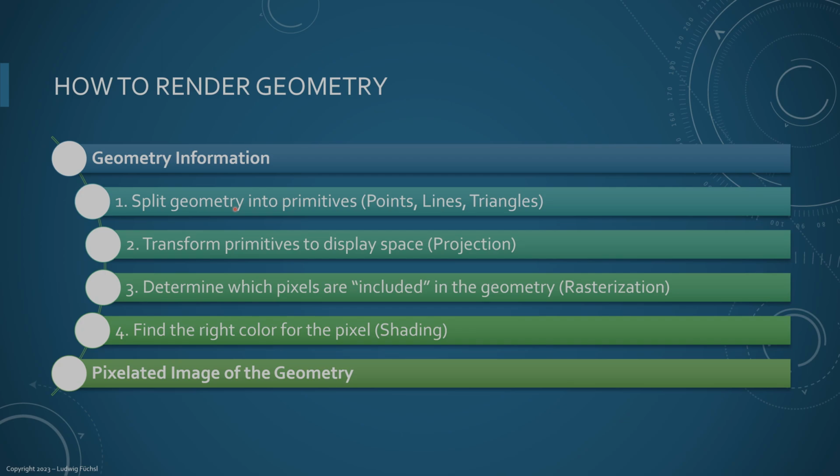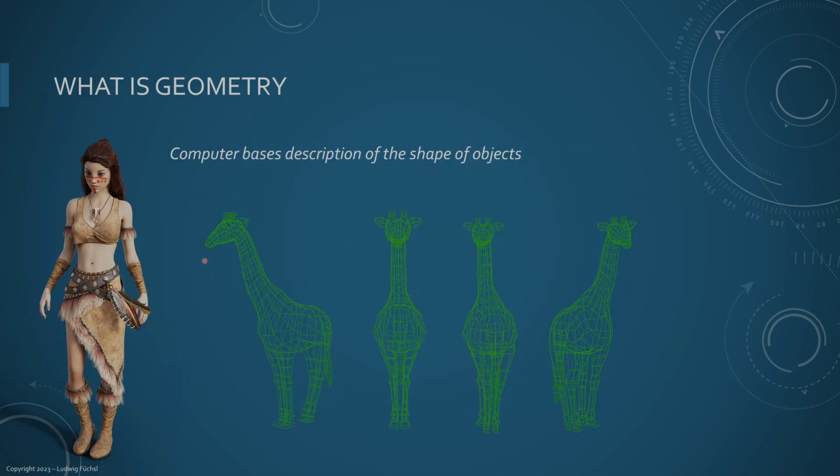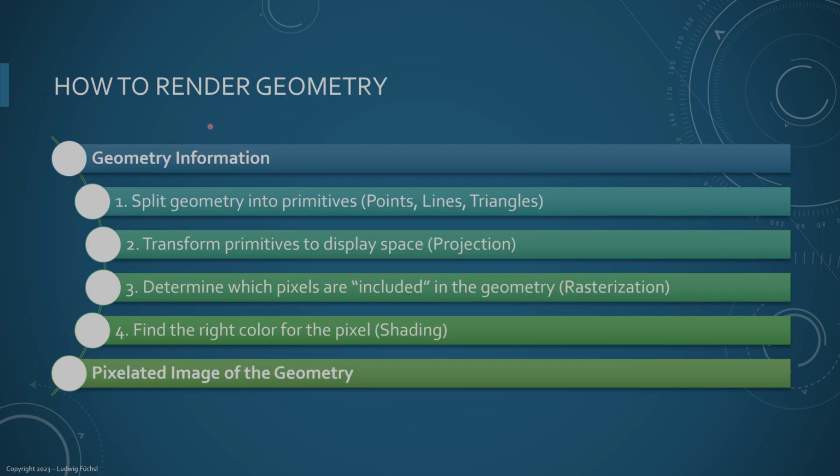All right, so now after we have defined this geometry information, we need a way to render it on the screen. So how do we render geometry? We start with the geometry information, kind of like this wireframe that defines the shape of an object. We need to split this geometry information into primitives like points, lines, or triangles. We have already done that because they have already been authored like that. So we have them already in a format that we can read, for example, points, lines, or triangles. Then we need to transform these primitives to display space, because we have a two-dimensional screen, a two-dimensional computer monitor, and we need a way to bring three-dimensional shapes into a two-dimensional space. So from a three-dimensional space, we project them, this is how you call it, into display space.